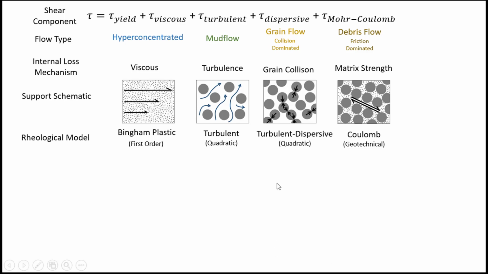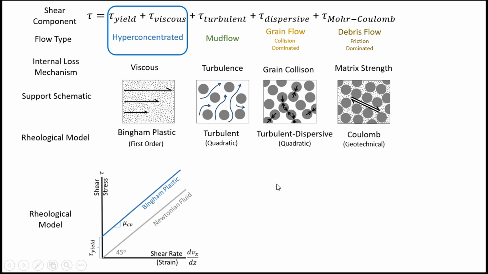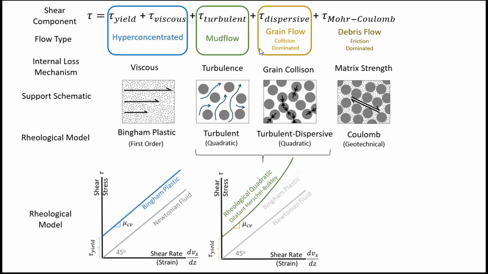Basically, if you are in hyperconcentrated flow, you're definitely in Bingham plastic world, generally where you're going to be. If you are in the turbulent or dispersive regime, according to O'Brien, who did a lot of this work, you're probably going to be in the quadratic world. You're probably going to have a dilatant or a shear thickening model. Now, I have not found that to be the case.